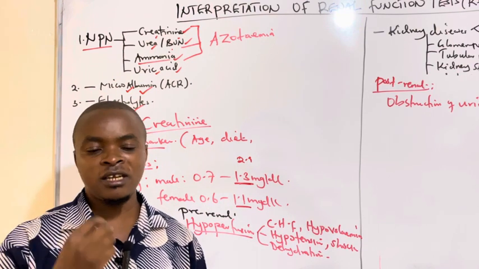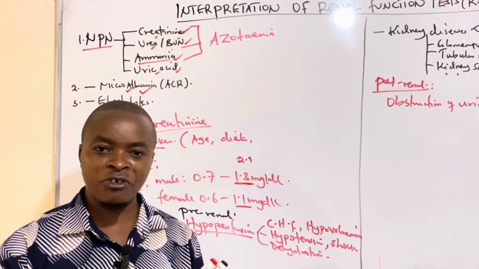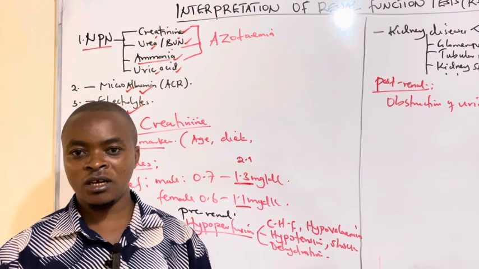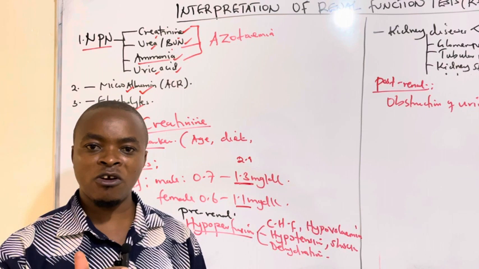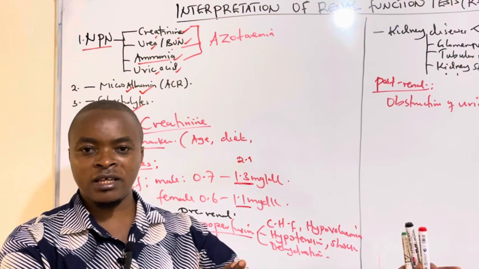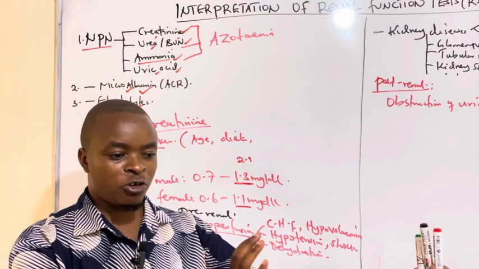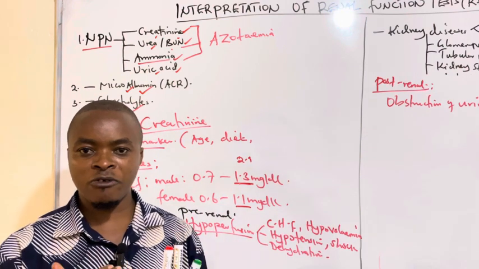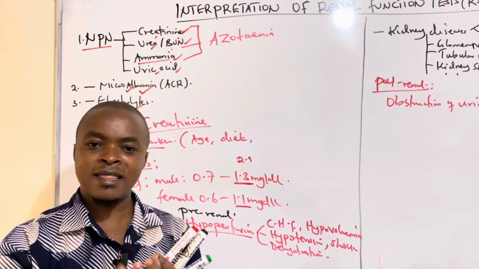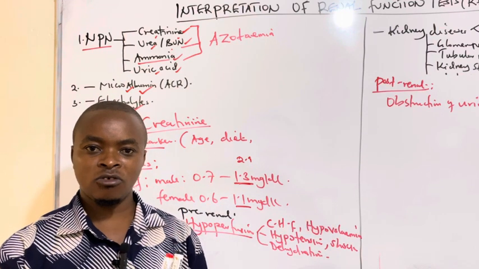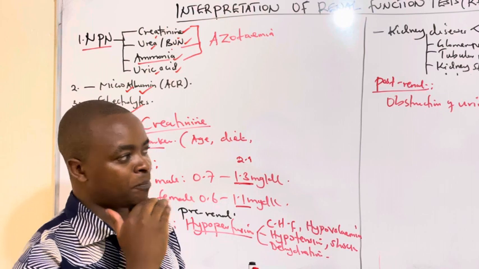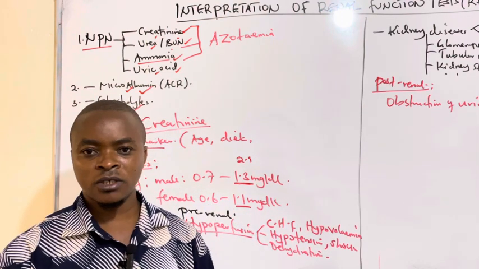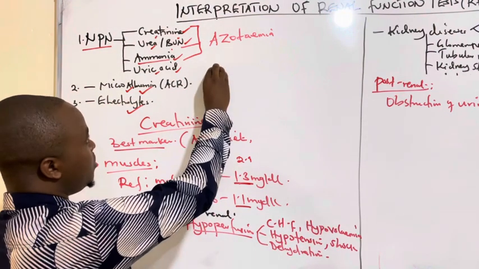And there are different types of azotemia. We have pre-renal azotemia, renal azotemia, and post-renal azotemia. Whereby in pre-renal, the cause is outside the kidney. Either the blood flow to the kidney is obstructed. That is what we call pre-renal. Then renal is whereby the problem is with the kidney. That is due to kidney diseases. And then the post-renal is the one that obstructs the urinary outflow. So that is what we call azotemia.